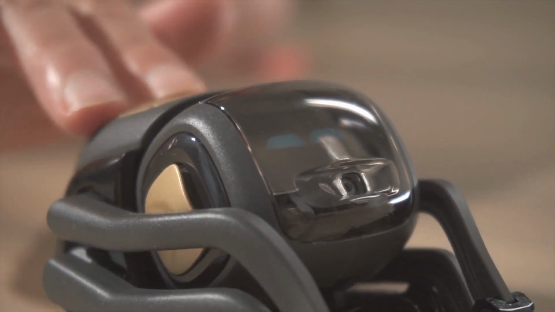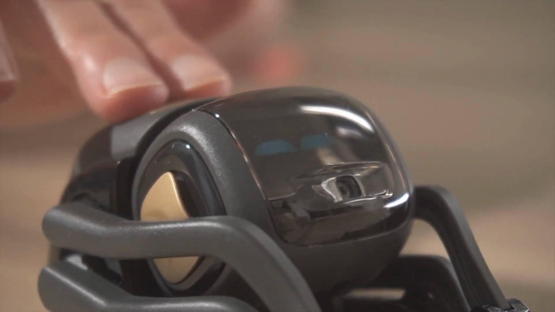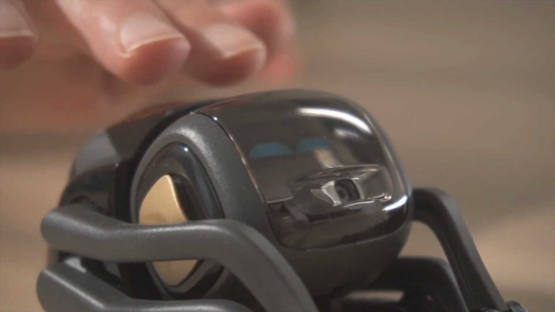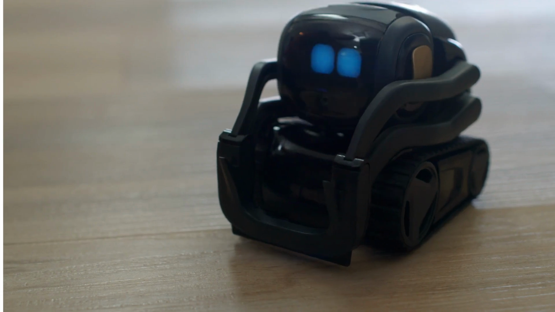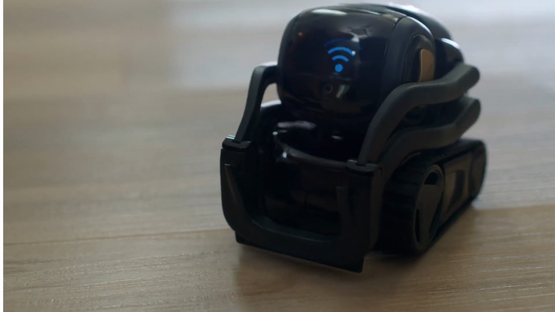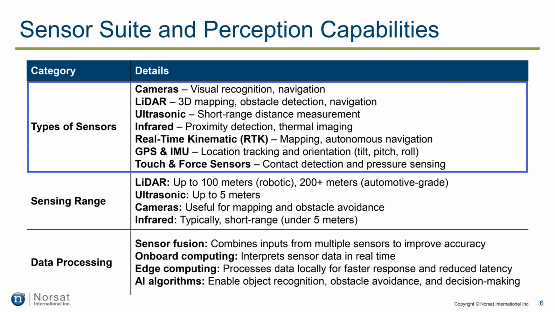For a robot to operate autonomously, it must first be able to sense and understand the world around it. This is where the sensor suite comes in. The sensor suite is essentially the robot's perception system, its ability to see, hear, feel, and measure the environment. Let's start with types of sensors commonly found on robots.